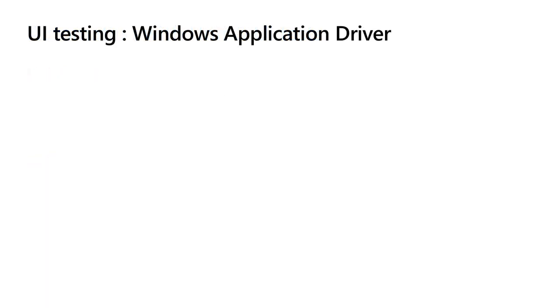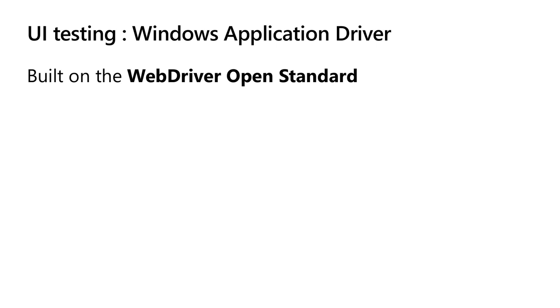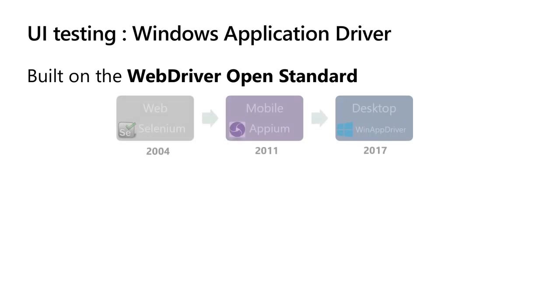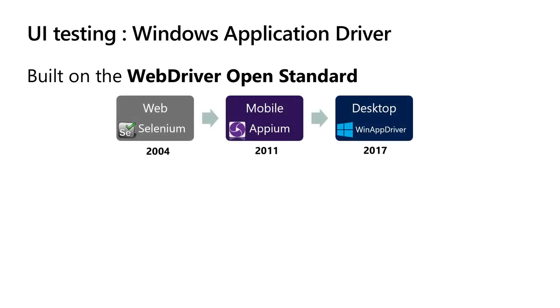And this is where Windows Application Driver, or WinAppDriver for short, comes in. For those of you that are familiar with Appium and Selenium, WinAppDriver is built on the same WebDriver open standard protocol. It follows the same APIs, same framework. And for those of you that are not familiar with Selenium, it's pretty much what kicked the whole UI automation layer off back in 2004 when it brought UI testing to web browser-based frameworks like IE driver, Chrome driver, Firefox driver. Appium took that philosophy in 2011 and brought it to Android and iOS mobile devices. And we were like, we love it. Let's bring it to Windows. And that's what we did with WinAppDriver.